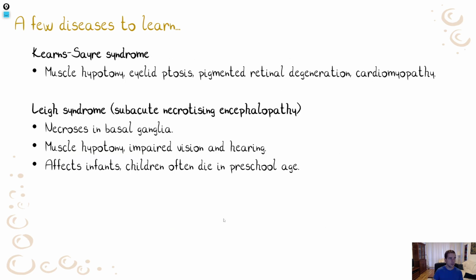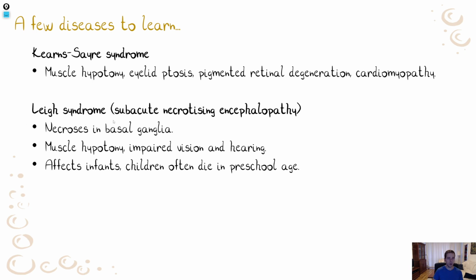There are a lot of mitochondrial diseases. I will mention a few of them, which are probably the most common ones. You should remember Kearns-Sayre syndrome. Those patients usually manifest with muscle hypotony, with eyelid ptosis, with cardiomyopathy, and very common is pigmented retinal degeneration.